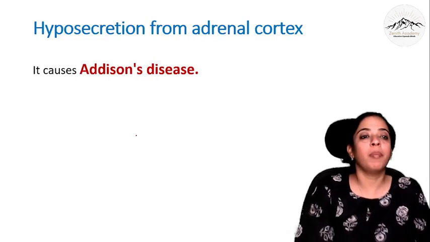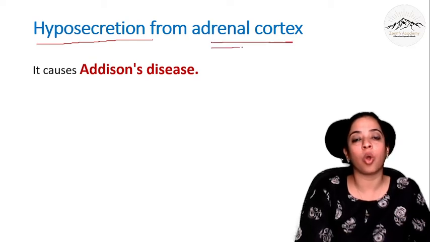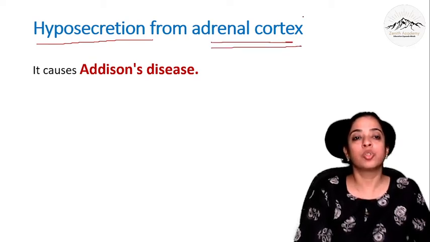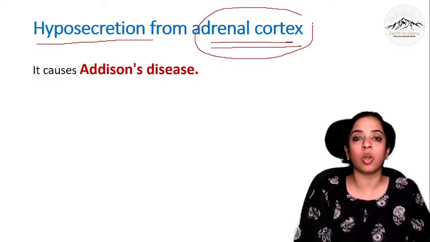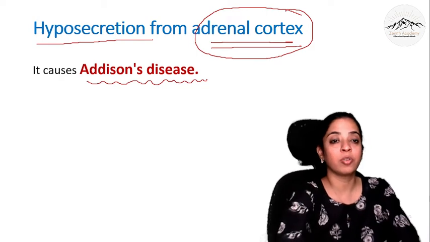Now, let's talk about hyposecretion from the adrenal cortex. Hyposecretion means less secretion. So, less secretion from the adrenal cortex will lead to a disease known as Addison's disease. This is a very important disease, so study about this very carefully.